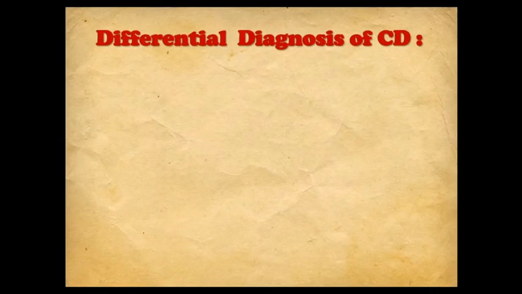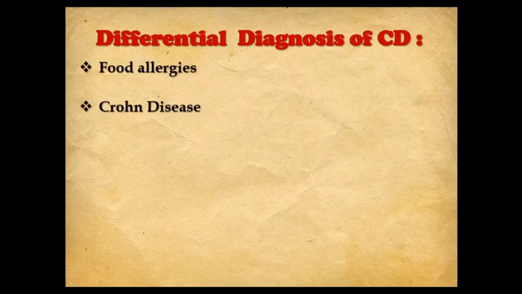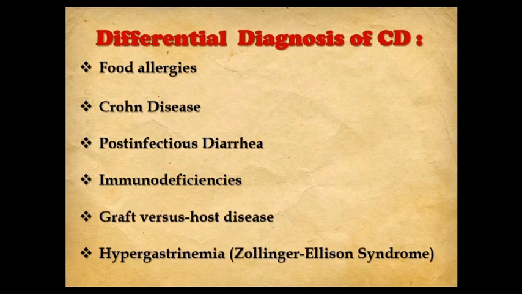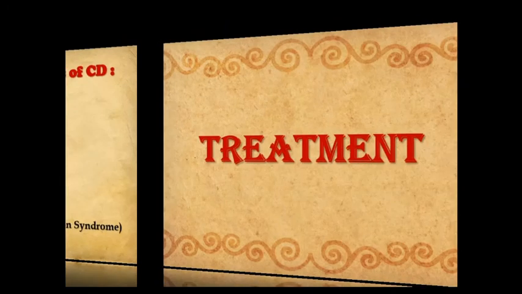Now, what is the differential diagnosis of celiac disease? Firstly, it could be food allergy, Crohn's disease, inflammatory bowel disease, post-infectious diarrhea, immune deficiencies, graft versus host disease, and hypergastrinemia or Zollinger-Ellison syndrome.